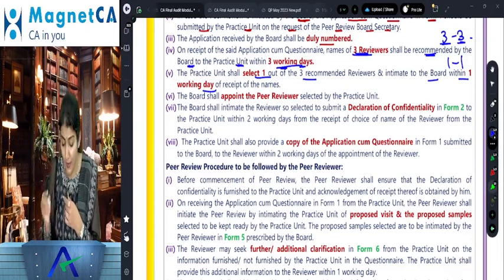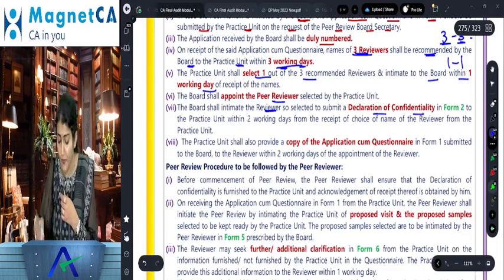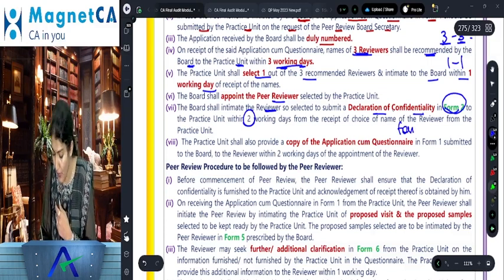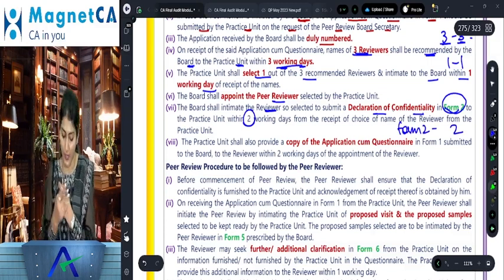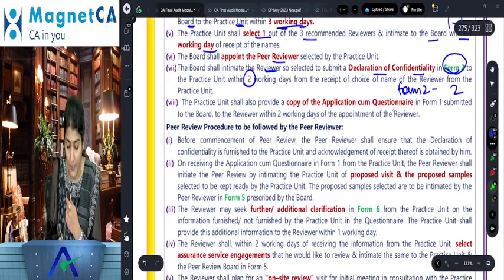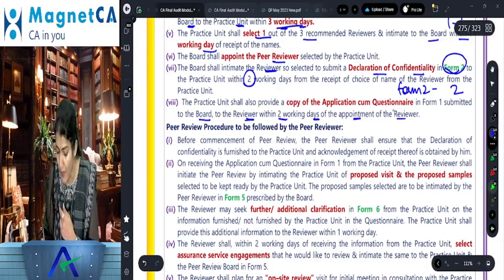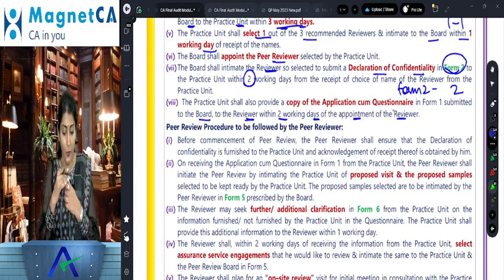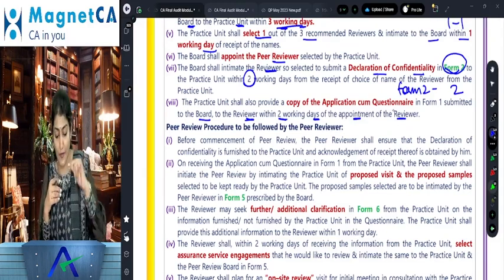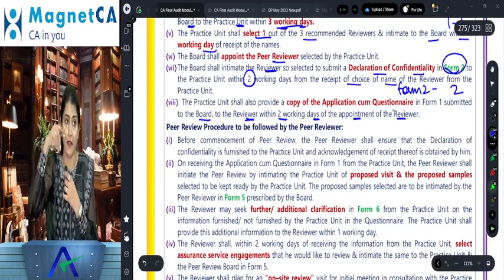Then what does it say? The reviewer, after he is appointed by the peer review board, has to submit a declaration of confidentiality in form 2 within 2 working days. Right, so form 2 now within how many working days? Within 2 working days. Then a copy of the application cum questionnaire in form 1 which was submitted to the board is to be submitted to the reviewer within 2 working days of the appointment of the reviewer. Right, so the board will intimate the reviewer. He has to give the declaration in form 2 to the practice unit within 2 working days.